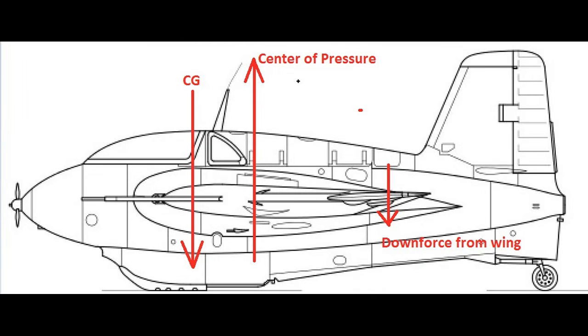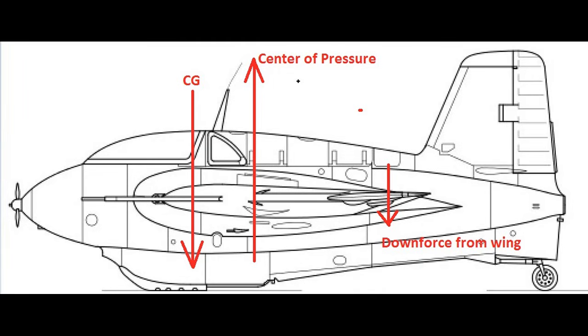The CG is just normal. The sweepback moves the center of pressure towards the rear. That's not the only way to move it, but that's the way it's done in this case. The opposing downforce is generated by the outboard sections of the wing, which are, of course, farther back.